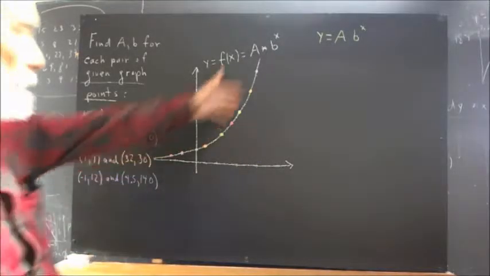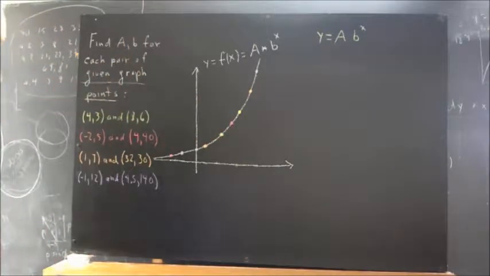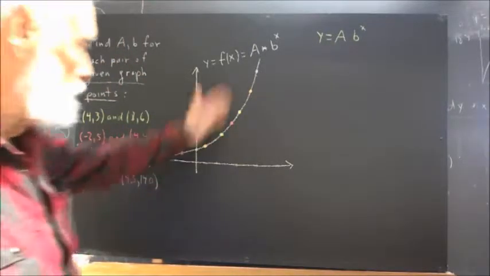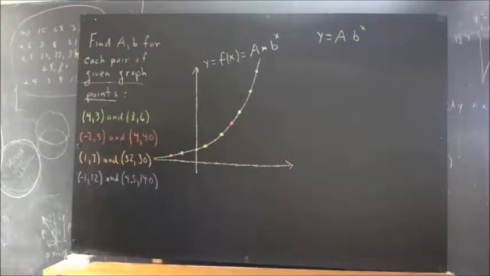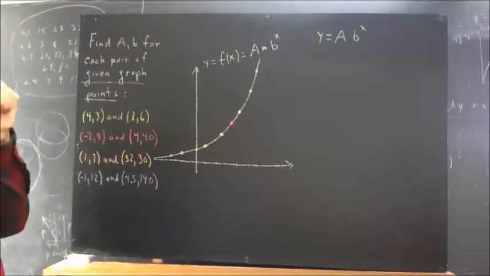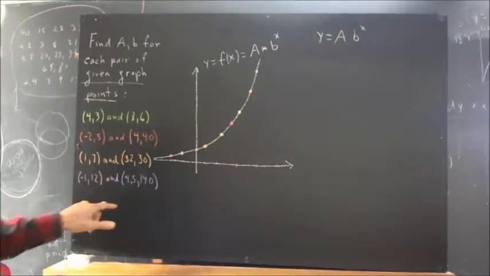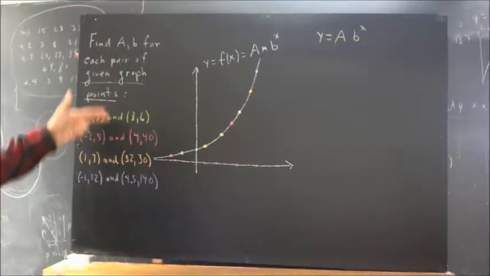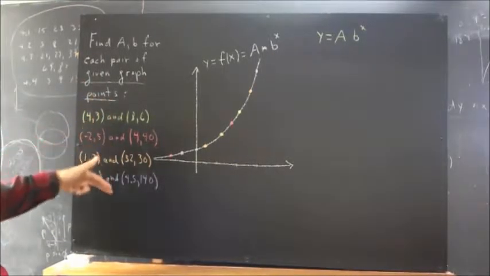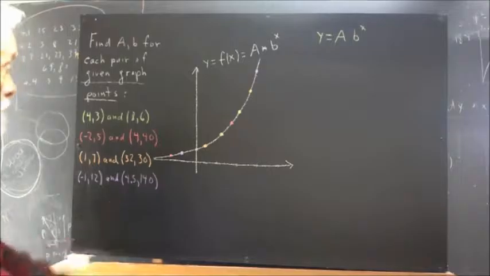I have here a reasonable facsimile of an exponential graph. Drew it kind of carefully so I don't get my usual glitch when I start getting steeper. And I've given you coordinates of 4 pairs of points. Each pair of points is going to result in a different exponential function.